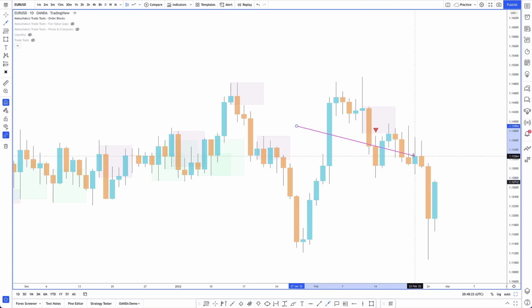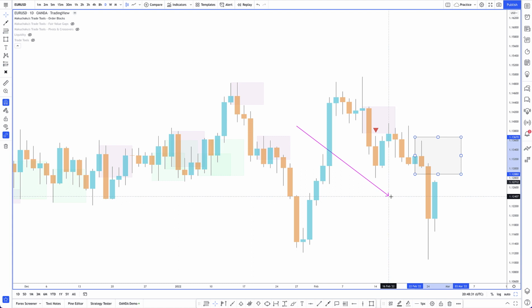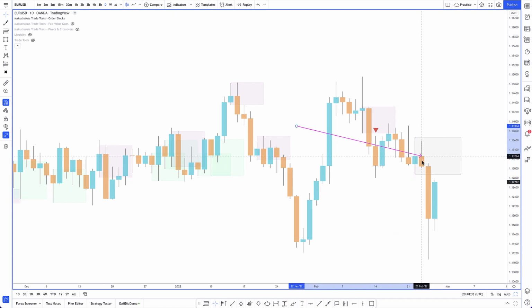However, you can see here that if I were to draw an order block here, this orange candle did not completely engulf this blue candle. So in the strictest sense, this is not an order block here.